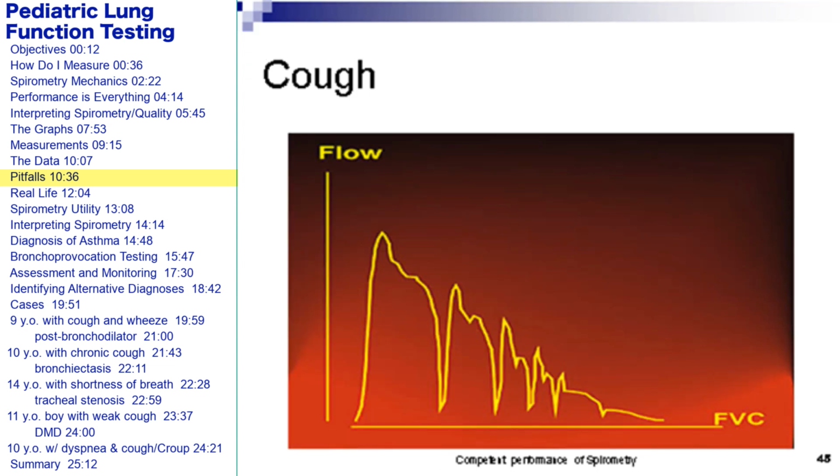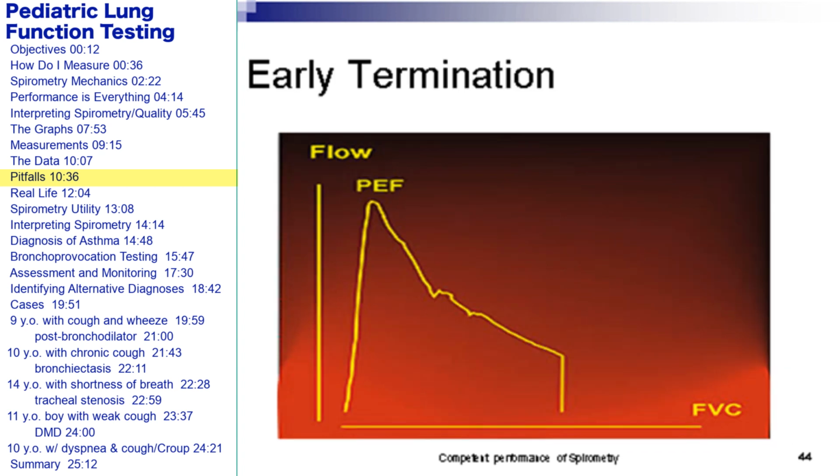So there's an exhalation, but then sort of interspersed in here, there's complete glottic closure, which is part of your cough mechanism, and that gives this sawtooth appearance. Early termination is when someone does do a nice exhalation, but then it's very clear that they either close their glottis or they stop giving any effort, and it has this sort of ski jump or cliff appearance at the very end. And you can also see this in the volume time curve as well, because it won't plateau.